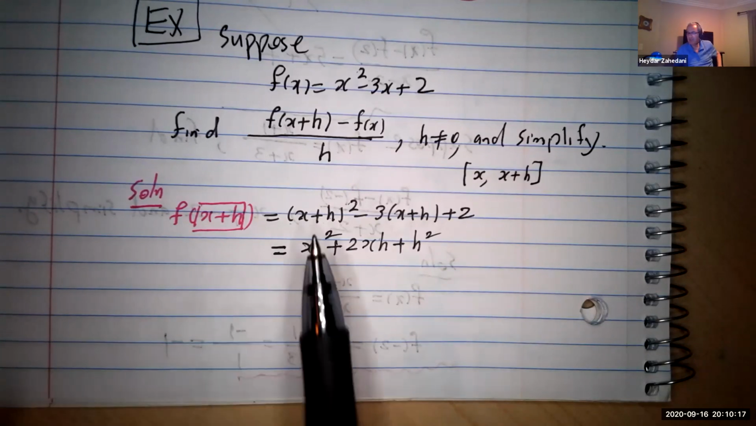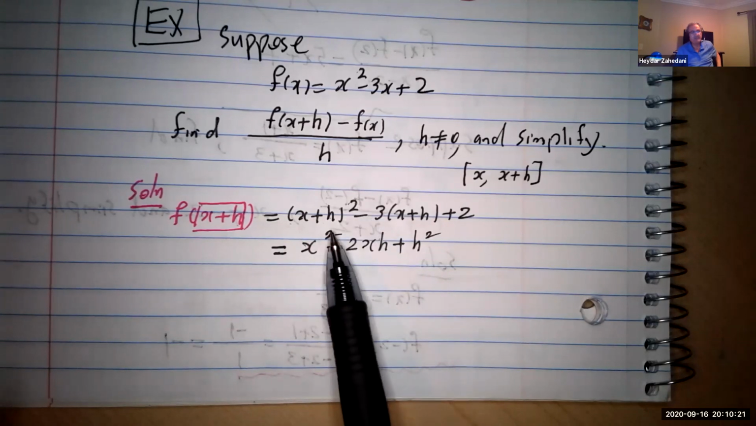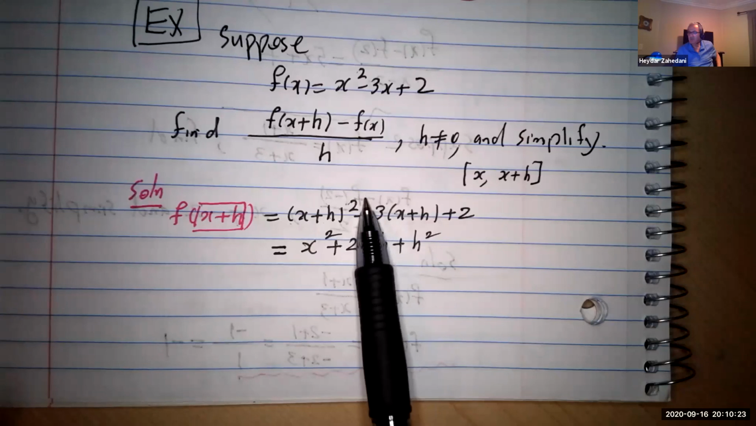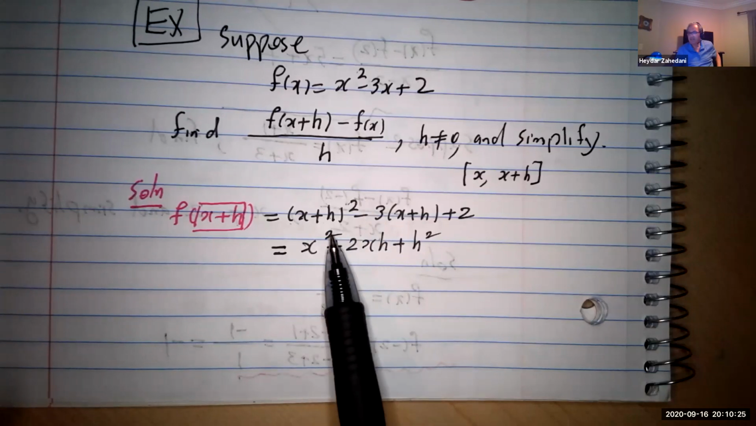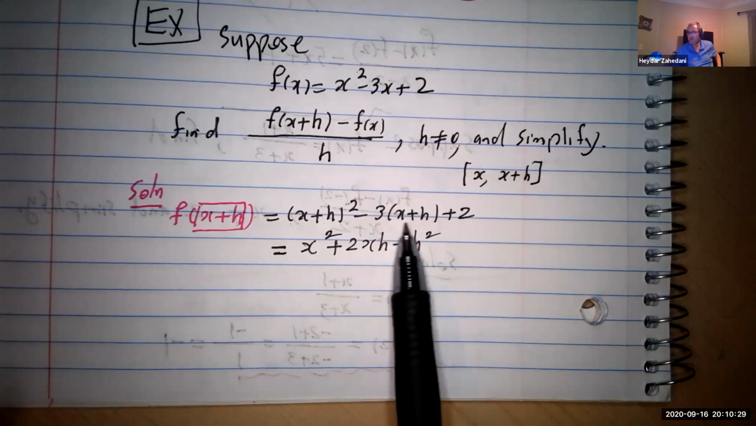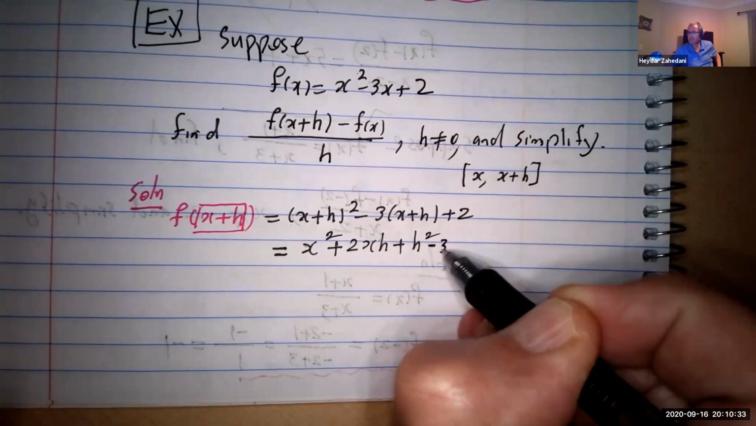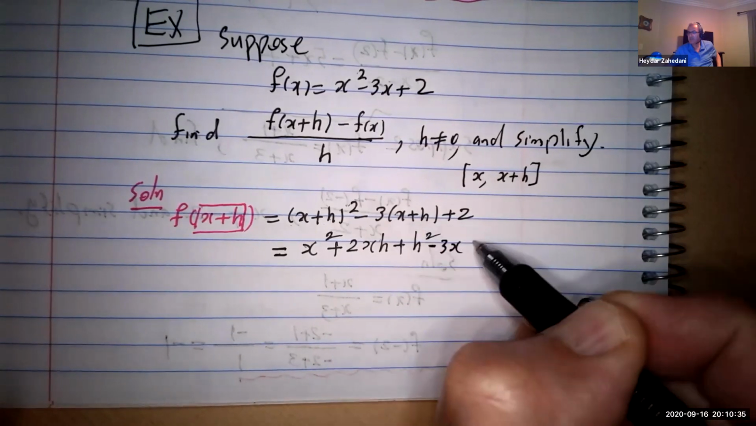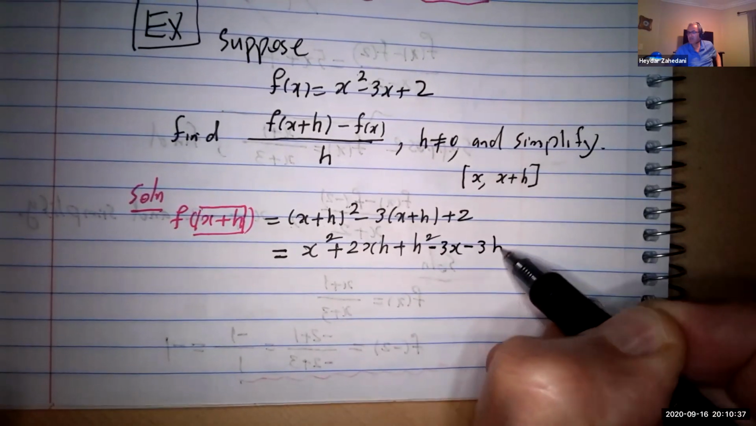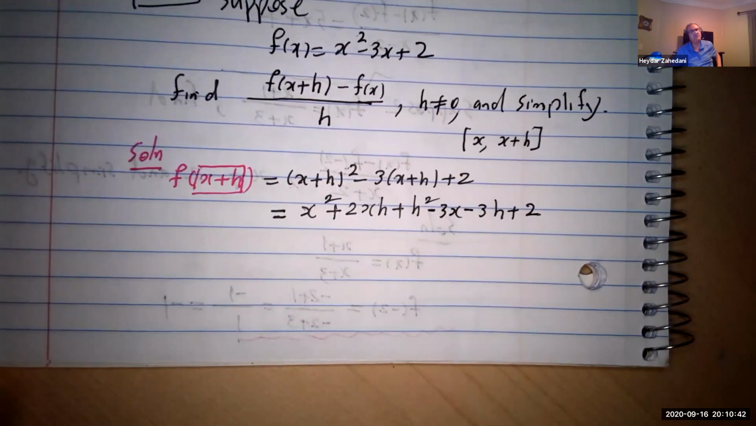Again, you see, x squared, plus 2xh, plus the square of the second one, which is h squared. Go on, multiply the 3: it's going to be minus 3x, minus 3h, and the plus 2. That would be f of x plus h. Any question?